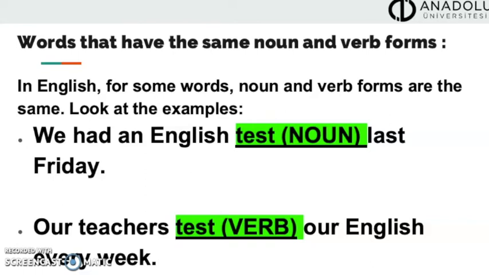We had an English test last Friday. The word test is a noun here, English test. And the next one, our teachers test our English every week. The word test is a verb here. So as you see in this example, sometimes the noun and verb forms are the same. I'm sure you know some of these words. So I want you to take a look at some sentences to find more words like these.